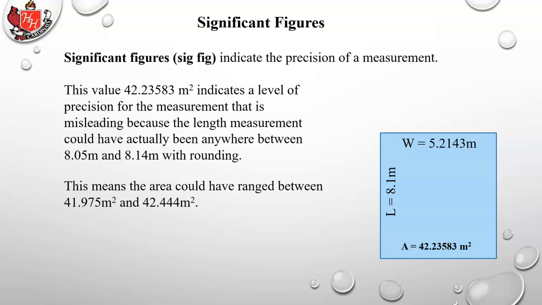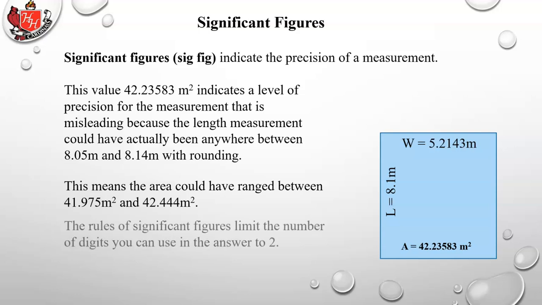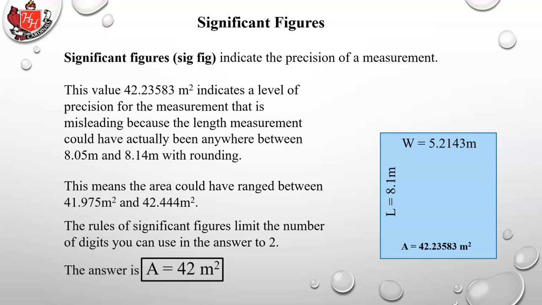This means that the area could have ranged anywhere between 41.975 and 42.444. So that's a half a square meter difference. The rules of significant figures limit the number of digits you can use in the answer to 2. So there's the answer to the correct number of significant figures, 42 square meters. So how did we arrive at that number?